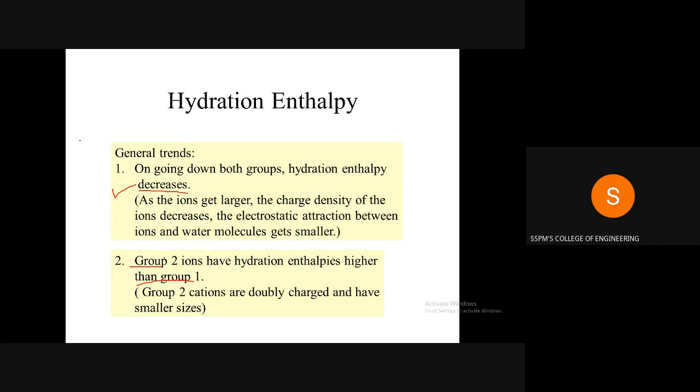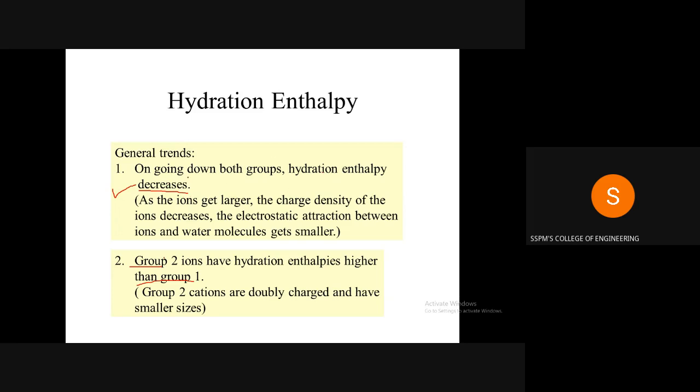Down the group, the size of the elements in the group will increase. When a molecule is a bigger size, it does not react with water molecules easily. Hence, this hydration enthalpy, or tendency to react with water, will decrease down the group.